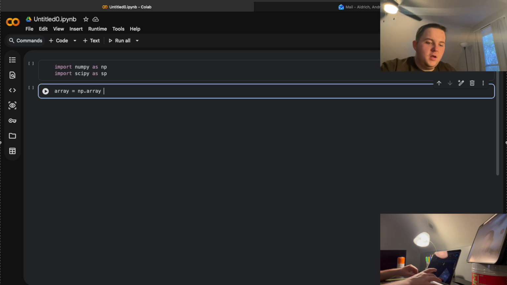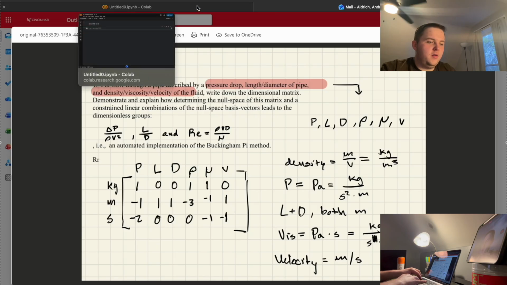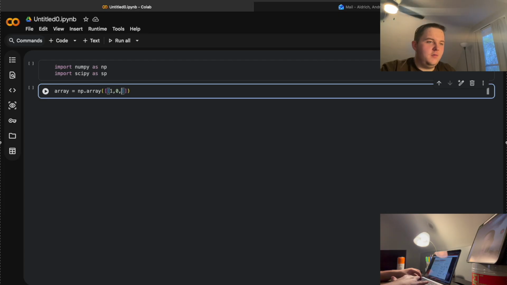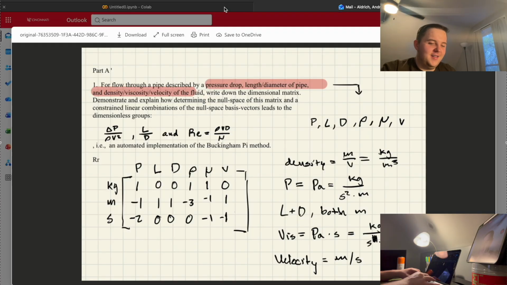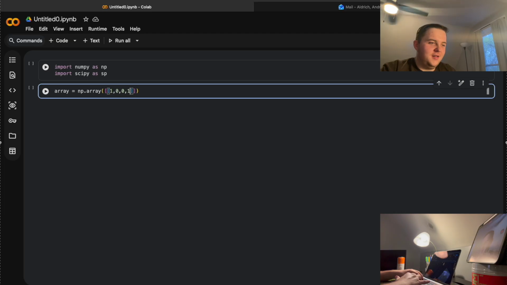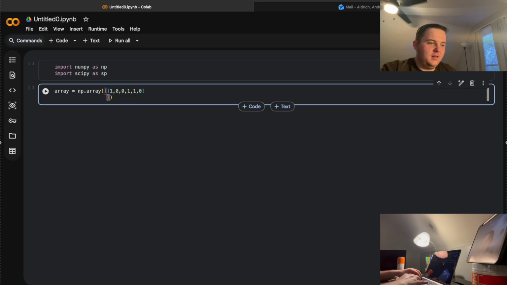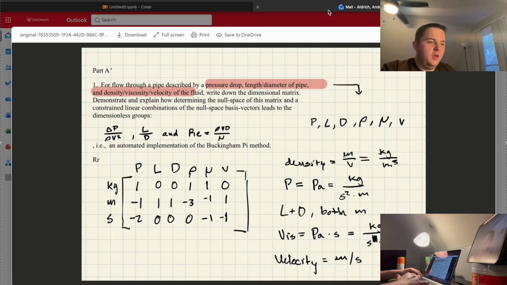np array, and then we're going to have that, and then we're going to need our array, so 1 0 0 1 1 0 1 0, I already forgot. 1 0 0 1 1 0, and then we only need one bracket here, I think. I'll have to look back at that, but these are all going to get messed up. I'll fix the brackets later.